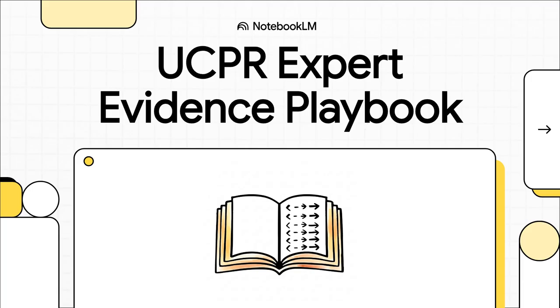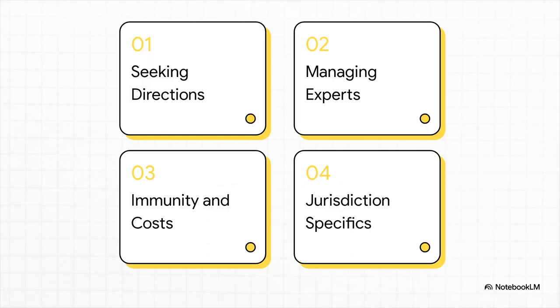Let's get into it. So here's our game plan. We're going to walk through 5 critical stages. First up, seeking directions from the court. Then we'll cover how the court actually manages experts. After that, we'll dive into the rules for when you've got multiple experts. Then we'll look at the carrot and stick of immunity and costs. And finally, a really important jurisdiction-specific trap that you absolutely have to avoid in the exam.